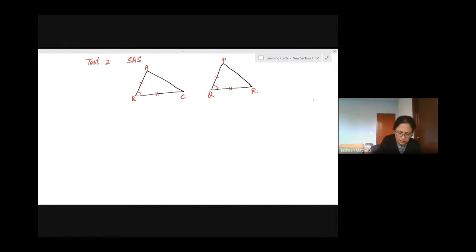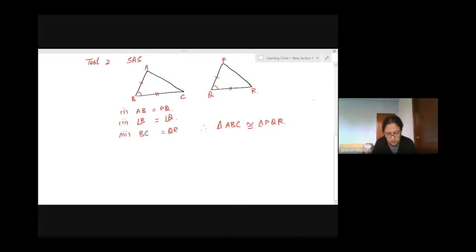So 3 things we can say is, number 1, AB is equal to PQ. Second, angle B is equal to angle Q. And third, side BC is equal to side QR. Therefore, triangle ABC is congruent to triangle PQR. And what is the congruency test in this case? SAS. Any two sides are equal to the corresponding sides in the second triangle and the included angle is equal.